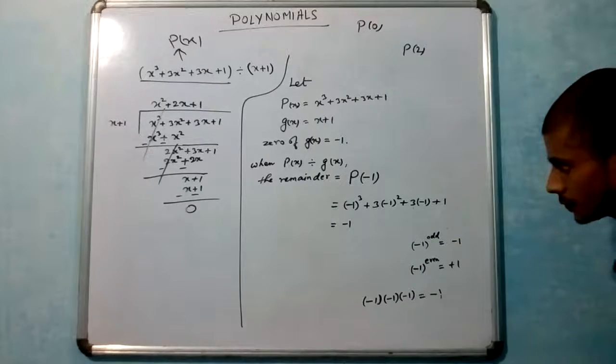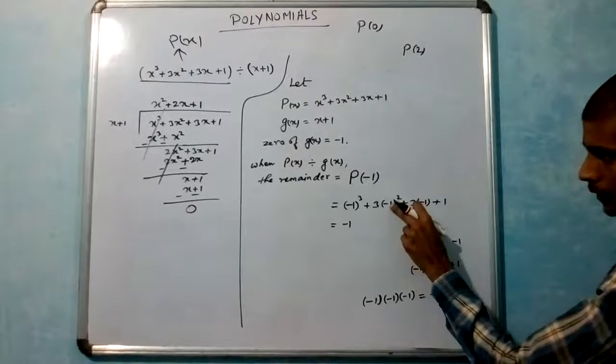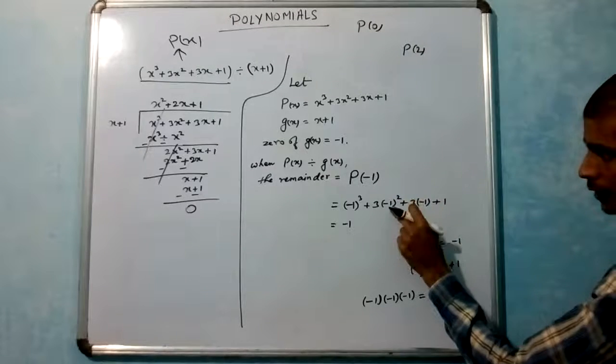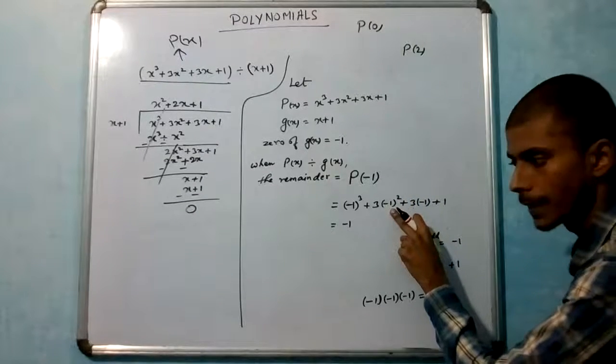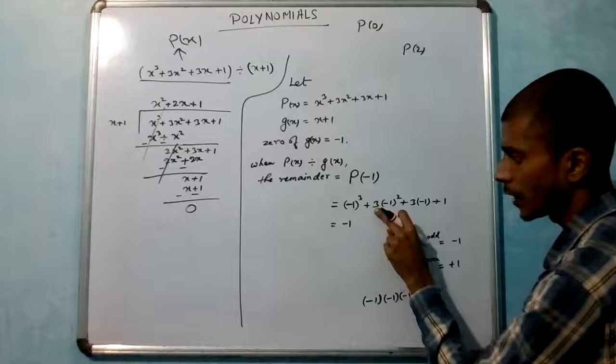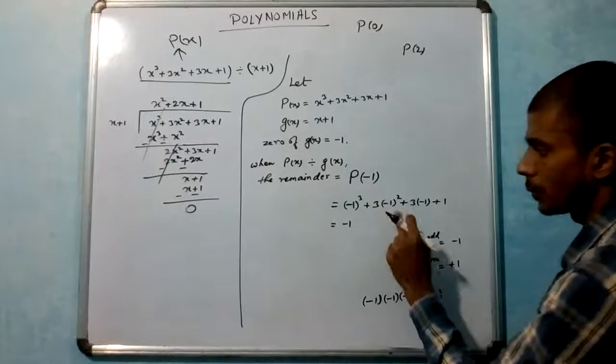Correct? Now what to do with this? Minus 1 raised to the power 2. 2 is even. It means it is becoming plus 1. Now plus 1 when multiplied with 3, how much? Plus 3.